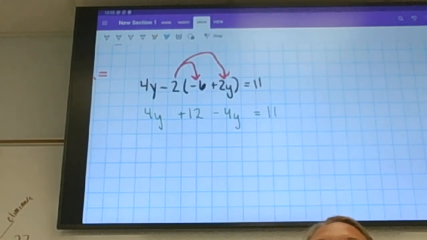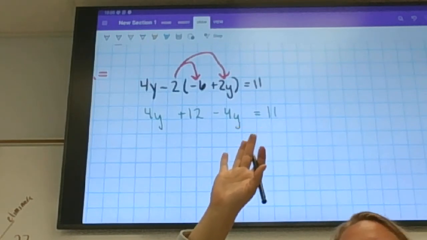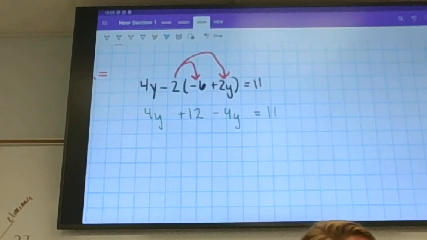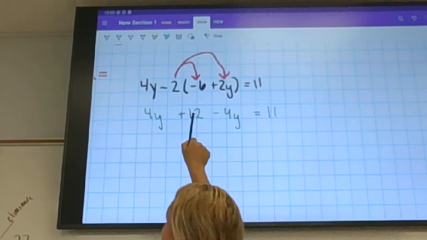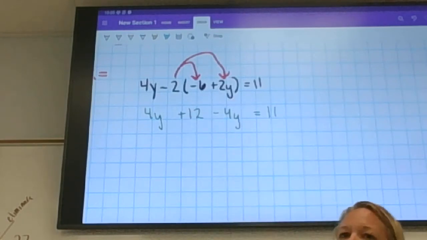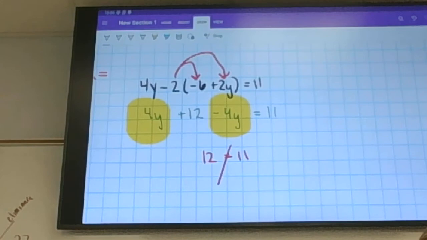Shoot. Oh, because this is a tricky problem. When I look, just thumbs up if you distributed correctly. This makes it positive 12. -2 times -6 is a positive 12. -4y equals 11. So what happened here is I'm going to combine like terms. 4y minus 4y cancels. So 12 equals 11 is all that's left. Put a line through it. No solution.